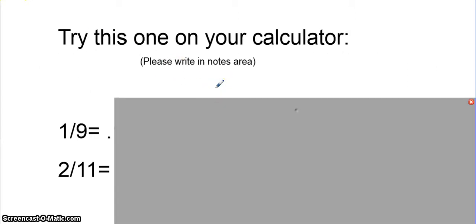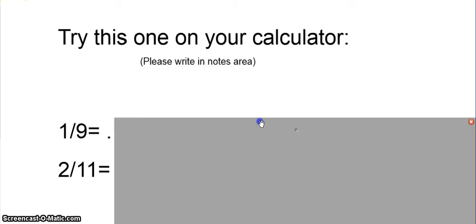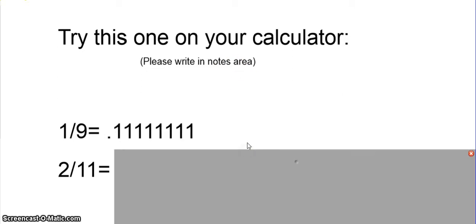So I'd like you to try these two on your calculator and write these in the notes area. Please pause the video. So when looking at these ones, on my calculator, what it came up with was 1 divided by 9 comes up as 0.11111. If you got something different, I'd like you to write it down and show us in class tomorrow as far as what happened with your calculator. And all calculators are different, so it could be something else.